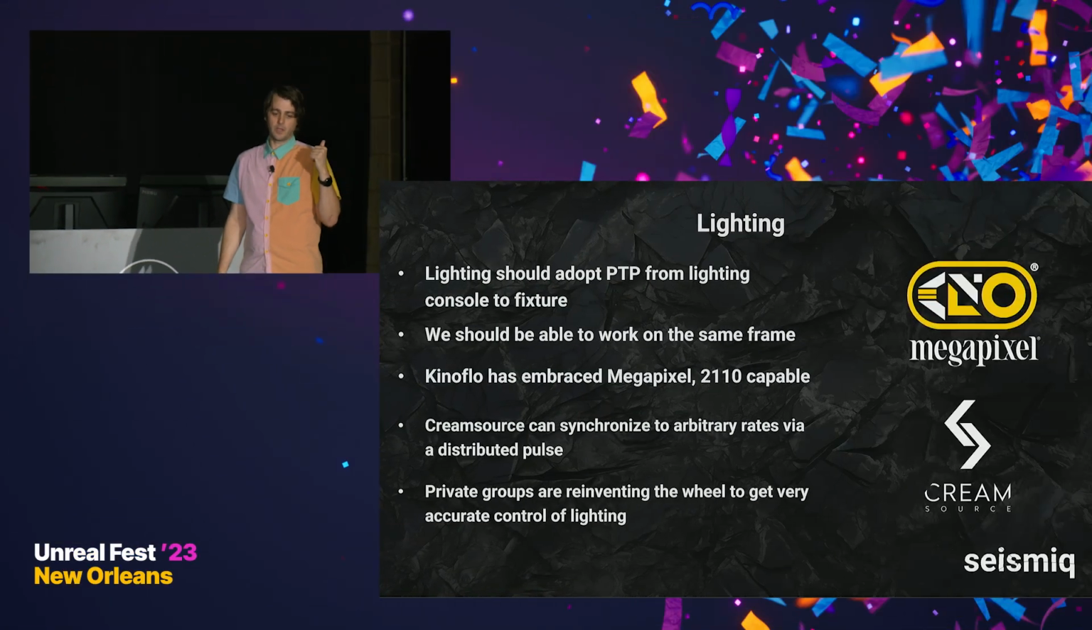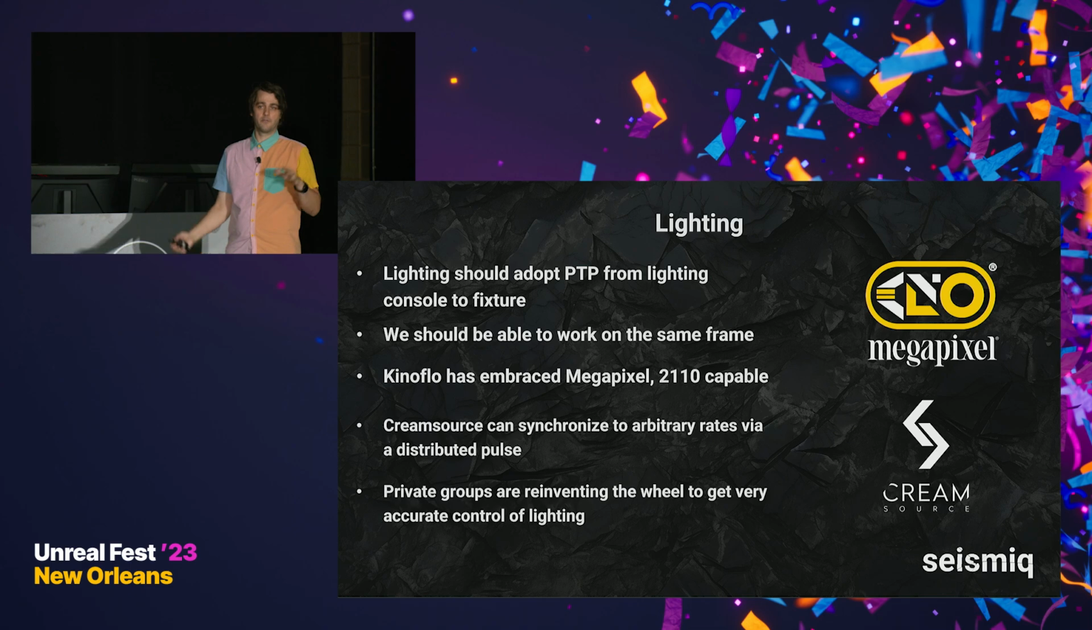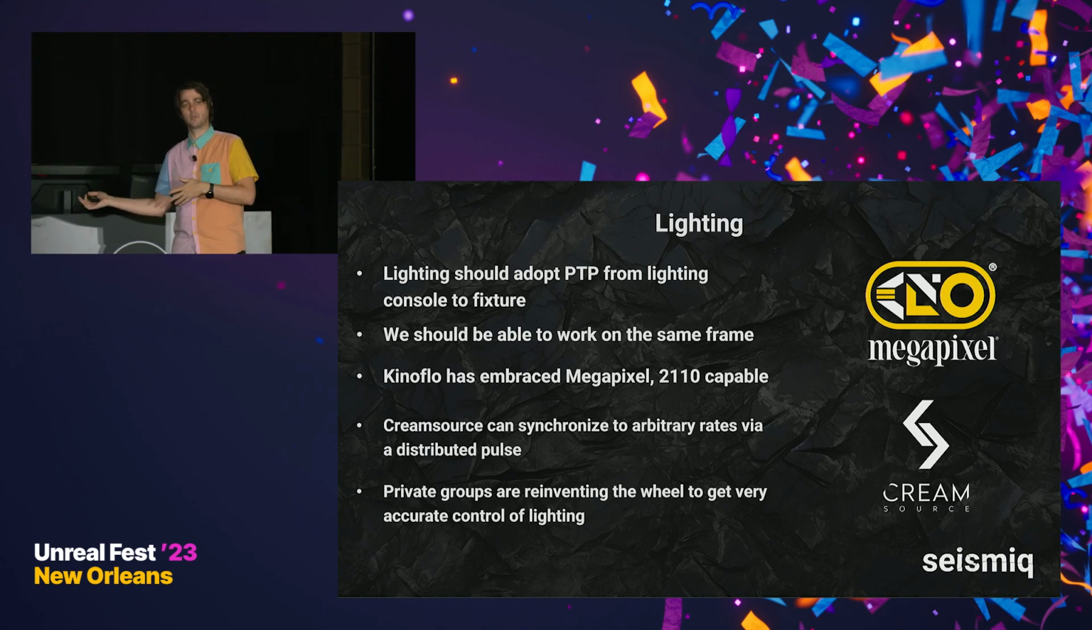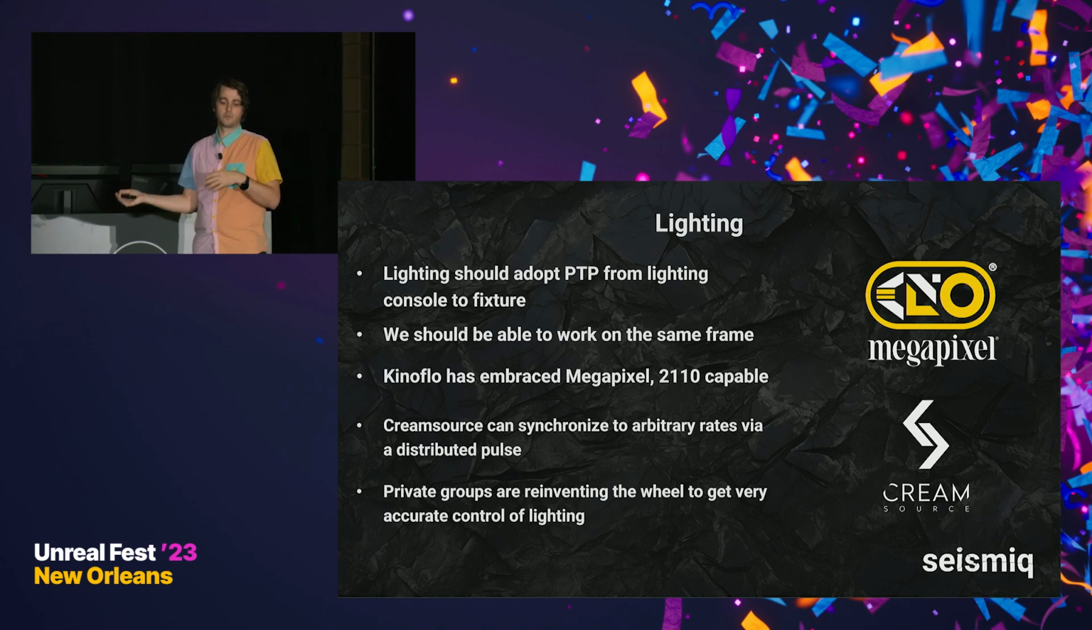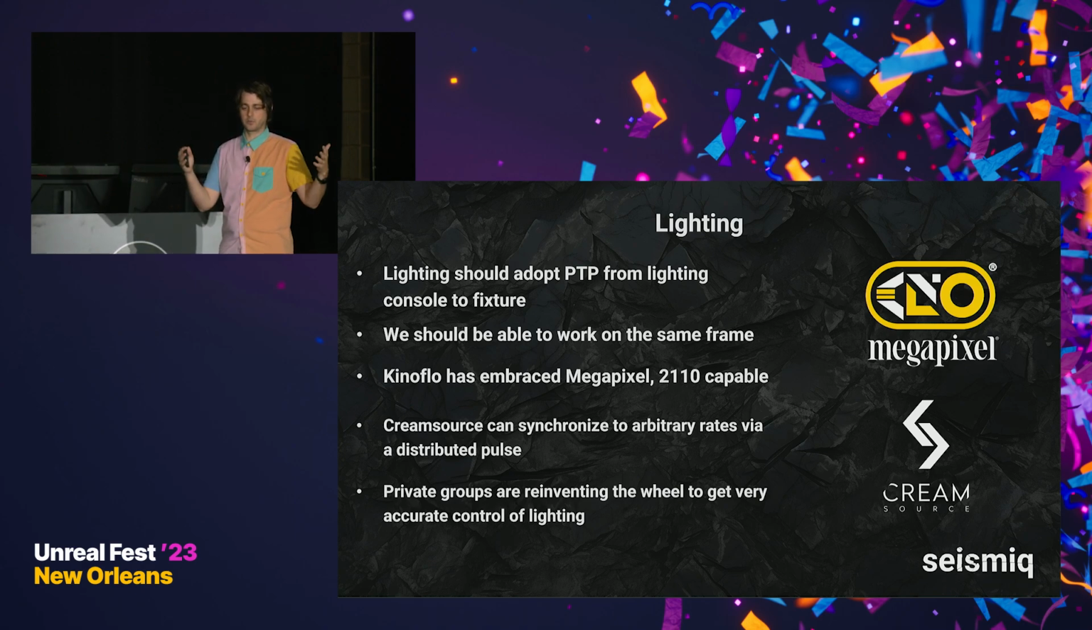And so Kino Flow is probably the furthest along. They've actually embraced Megapixel, which has basically given them capability of 2110 accidentally. But that processor can work at arbitrary rates. We can drive that fixture at arbitrary rates. Like, this sort of folds into the system, and it's the furthest along.